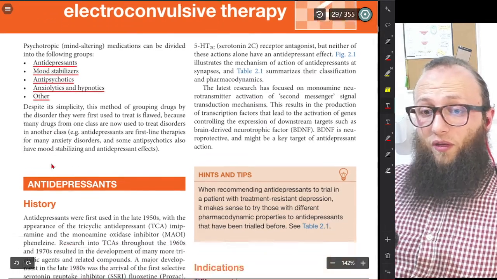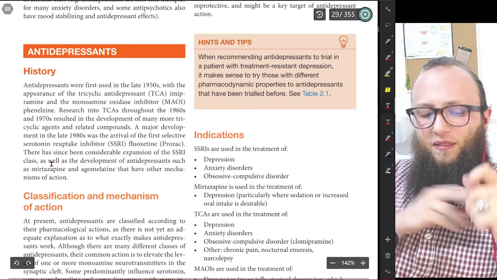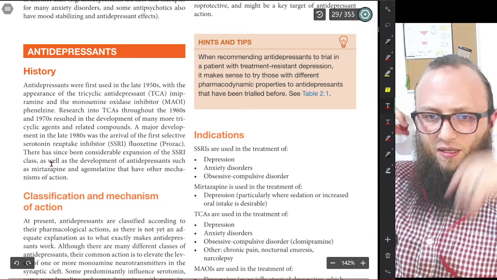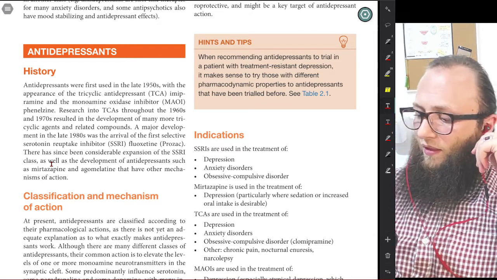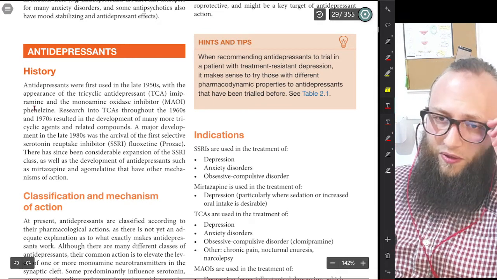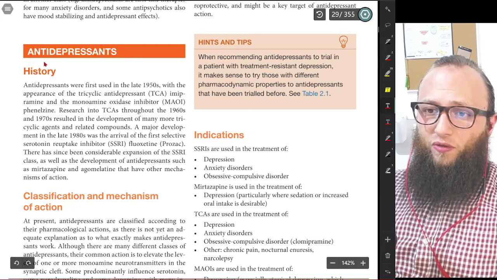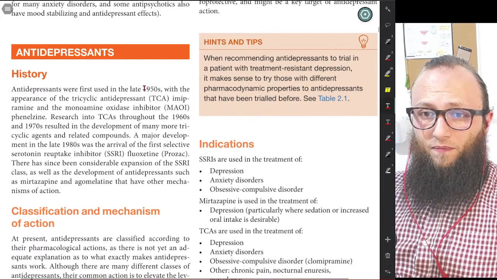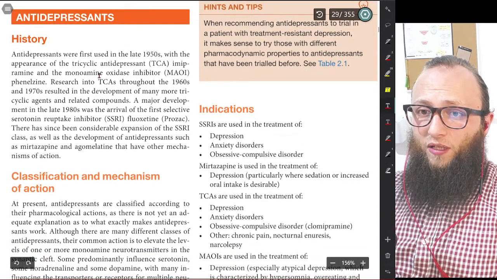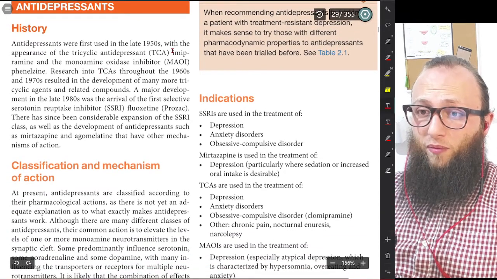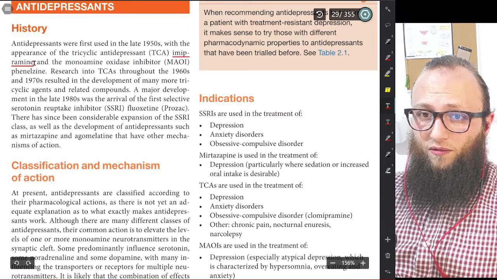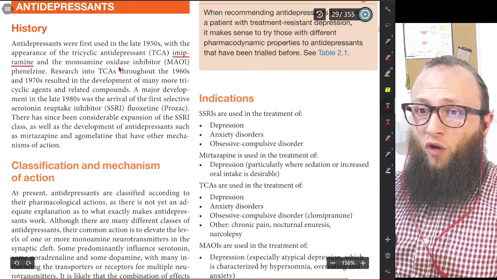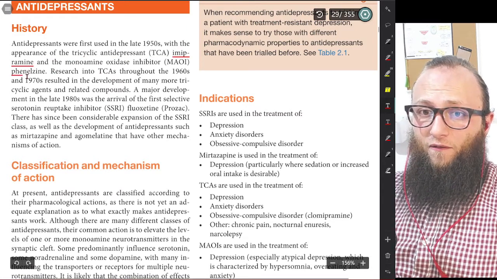So let's start with antidepressants. History. Antidepressants were first used in the late 1950s with the appearance of the tricyclic antidepressant imipramine. This was the first. And the monoamine oxidase inhibitor phenelzine.